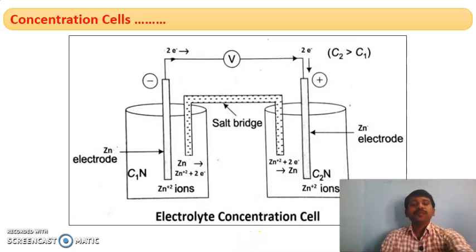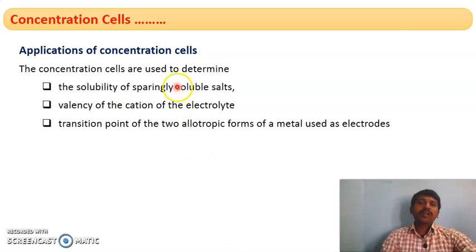And then applications. Concentration cells are used for finding out the solubility of sparingly soluble salts. Then they are used to find out the valency of a particular ion in an electrolyte. Then they are also used to find out the transition point between two allotropic forms of a metal. Metals have two allotropic forms. The transition point is the change over of the metal from one form to another form. That transition point can be determined by using concentration cells. So this is about concentration cells and their types. Thank you.